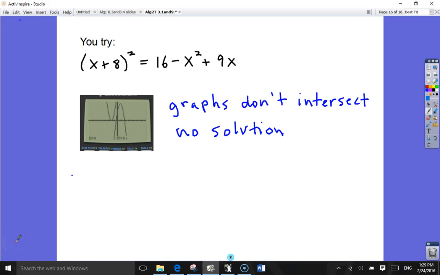What do you notice about these two? They never touch. What does that tell you about this equation? There's no solution. Because the graphs don't touch, there's no solution, which is always possible.